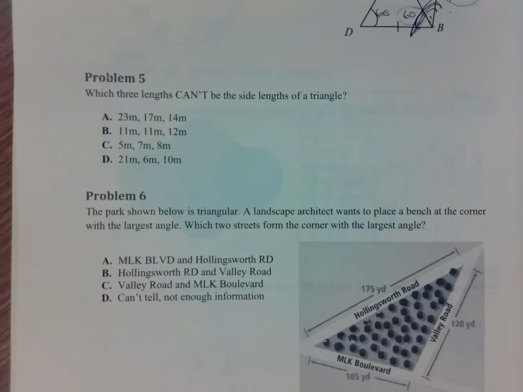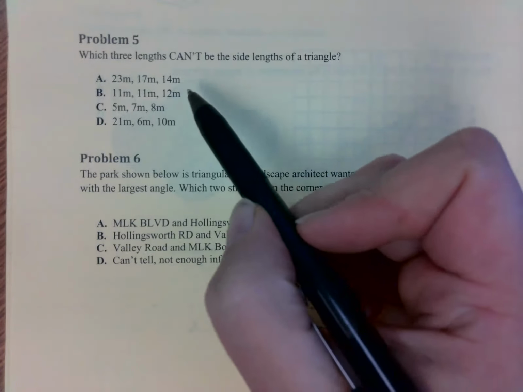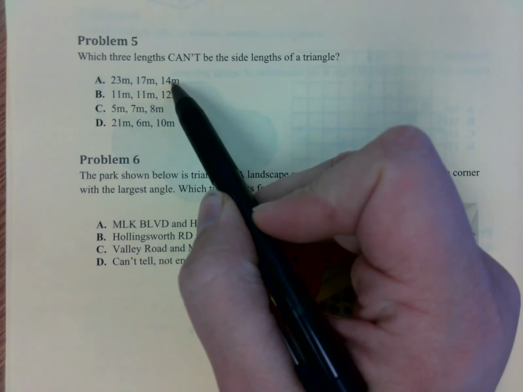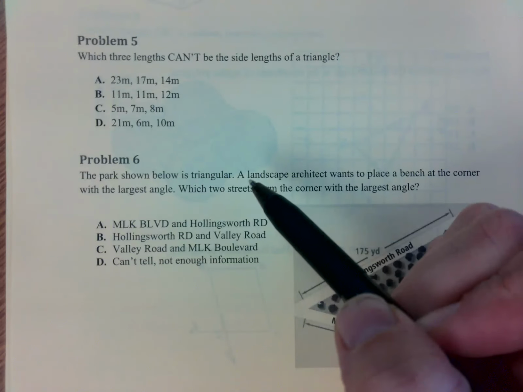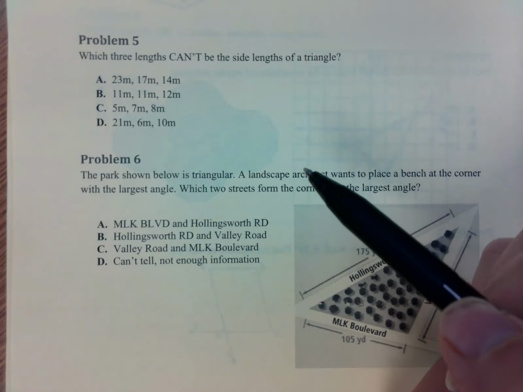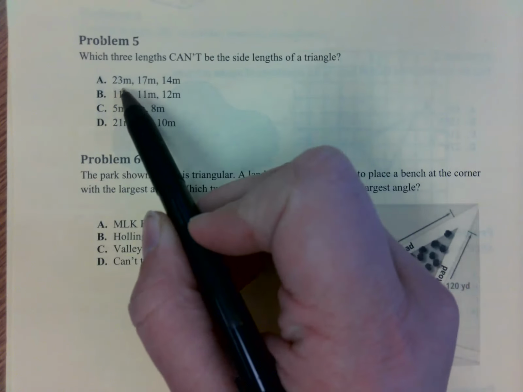Problem 5. These last two are dealing with chapter 5, what we just ended with. Which three lengths can't be the sides of a triangle? Remember, if you have 3 side lengths, in order to make a triangle, two lengths have to add up to be greater than the third. Really what you have to check are your two smallest lengths. Are your two smallest lengths greater than your largest length?